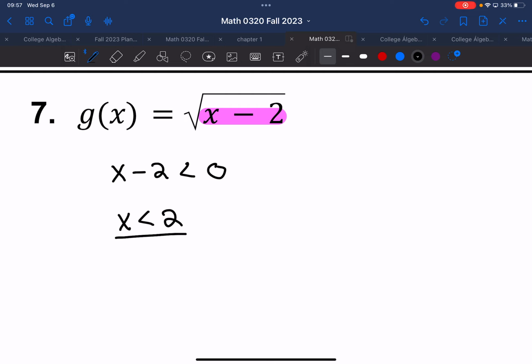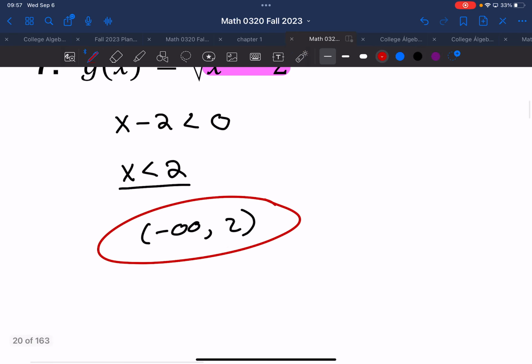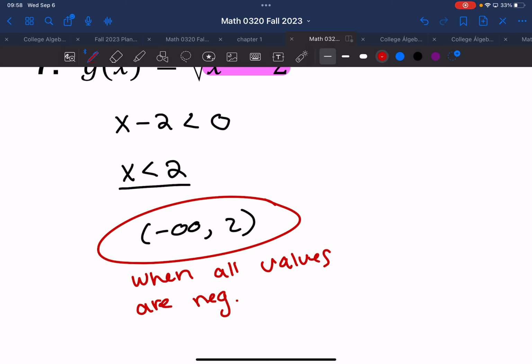Okay. How would I write that as an interval? Parentheses, negative infinity, 2 parentheses. Okay. And I just realized I made a mistake here on 7 and 3. What is this that we're finding? What does less than 0 mean? Negative. So we actually want the opposite of this, because this gives us, and that's my bad, when all values are negative. So if we want the opposite of that, we only want the positive values, what would our domain look like? Yeah, 2 to infinity.